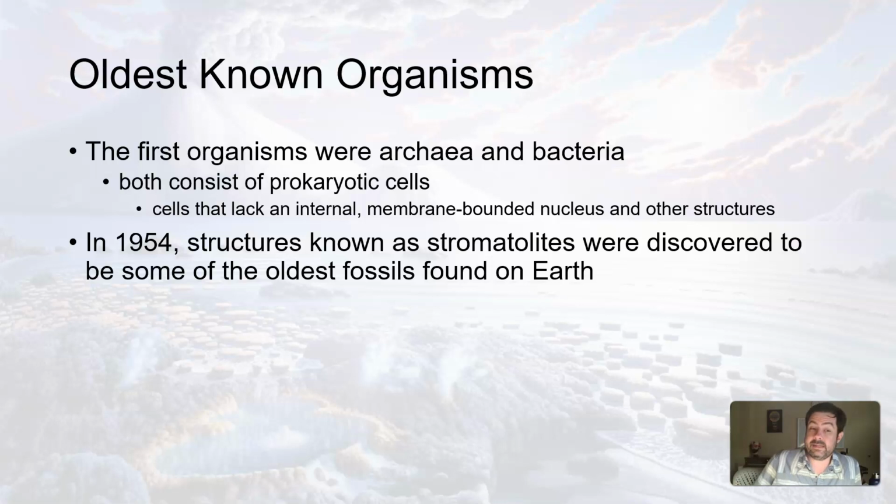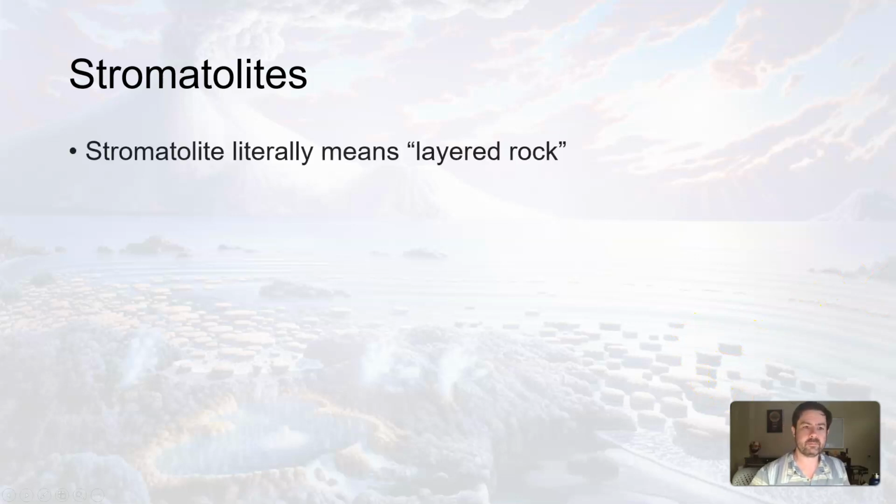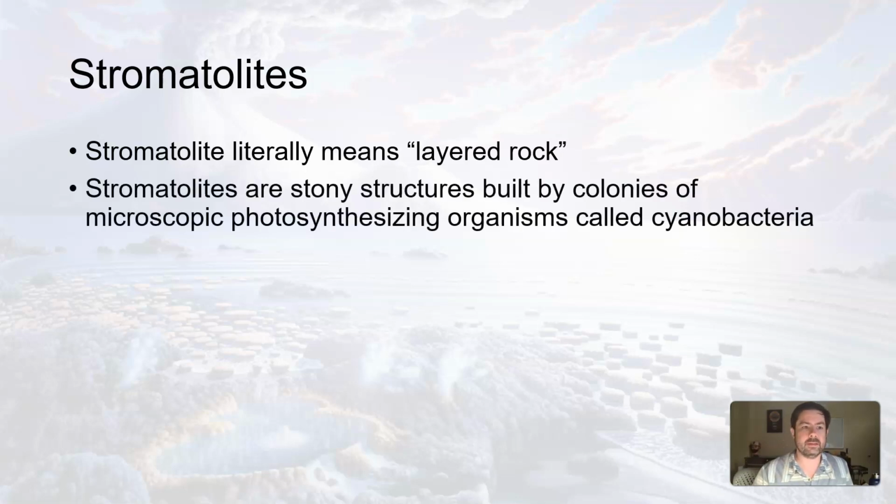However, in 1954, structures known as stromatolites were discovered to be some of the oldest fossils on Earth. And those are again these little round muffin-looking things in the background. Stromatolite literally means layered rock. So stromatolites are actually stony structures built by colonies of microscopic photosynthesizing organisms called cyanobacteria.